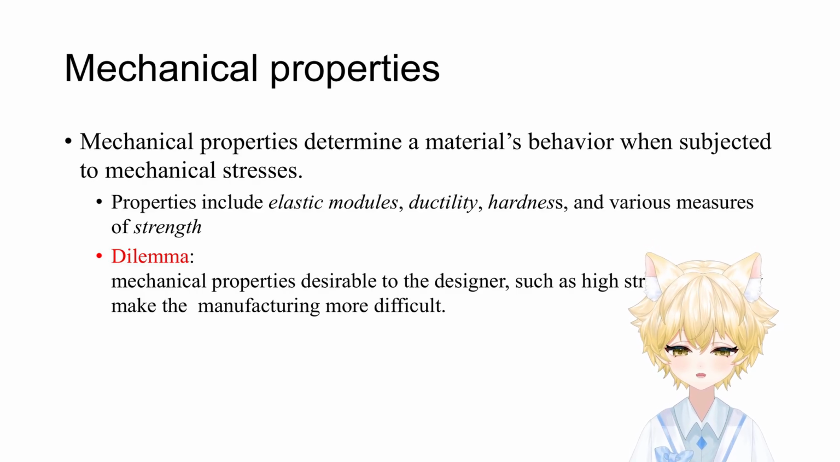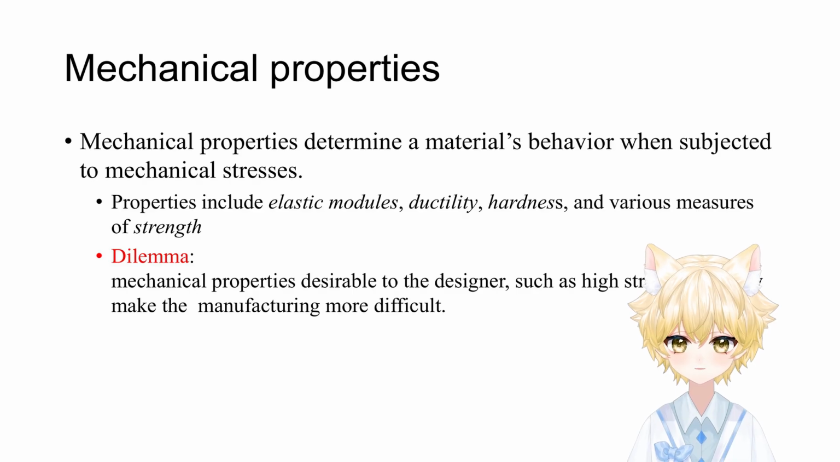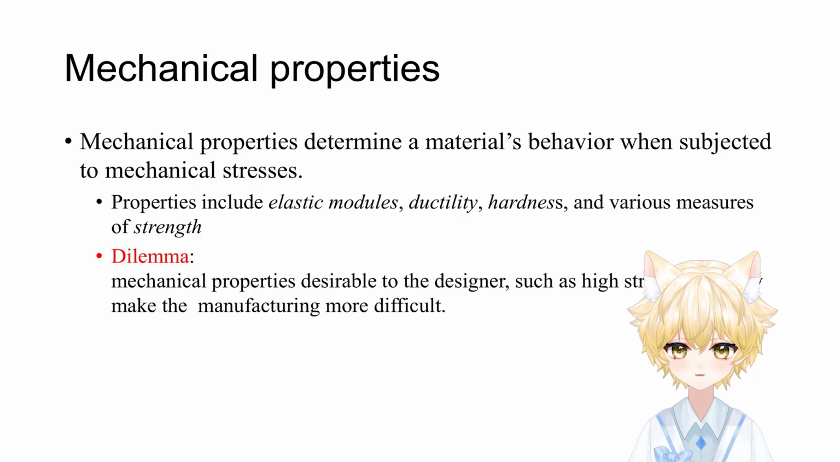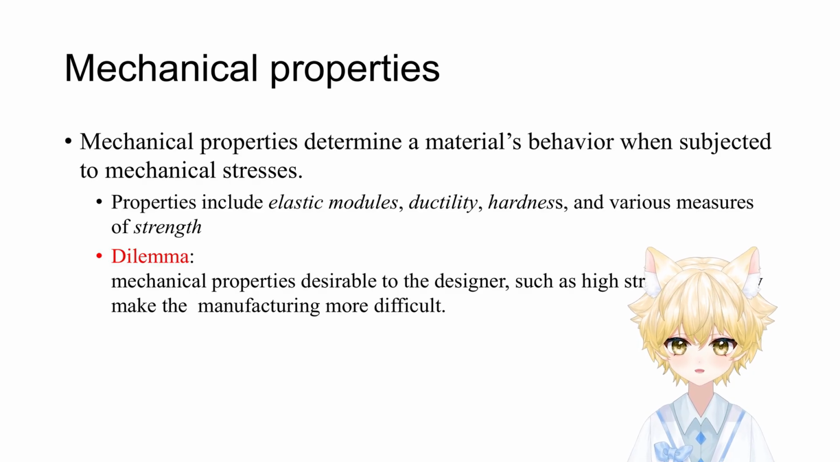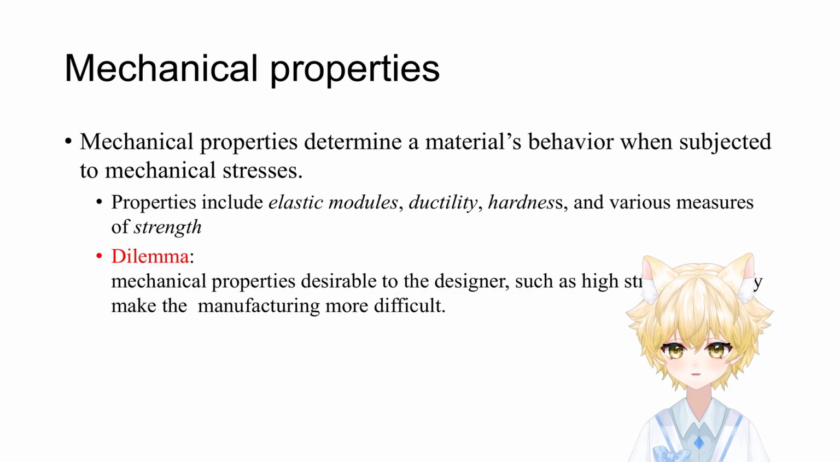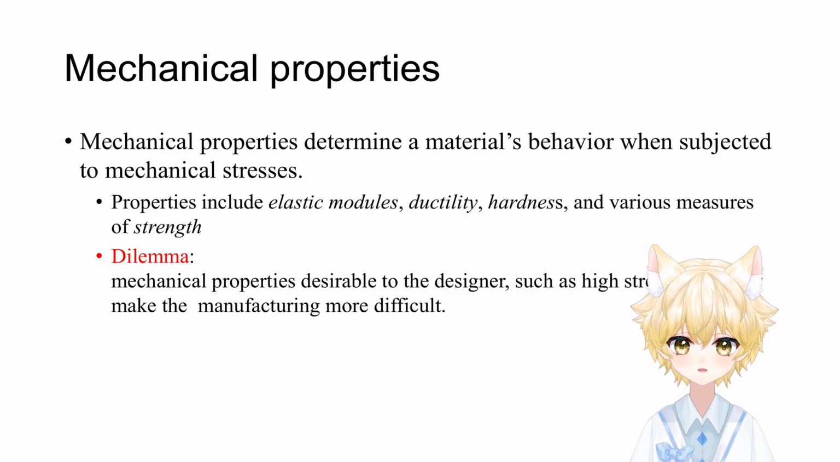For example, elastic moduli, such as Young's modulus. They tell us how stiff a material is, how much it resists elastic deformation. Then we have strength, which tells us how much stress a material can carry before it yields or fails. We also talk about ductility, which describes how much plastic deformation a material can undergo before fracture. And finally, hardness, which is related to resistance to localized deformation, such as indentation or scratching. Together, these properties define the mechanical personality of a material.